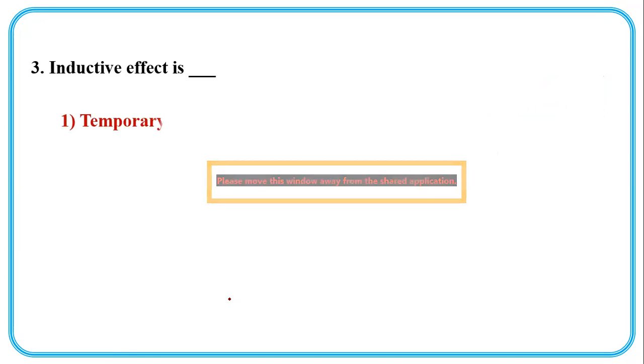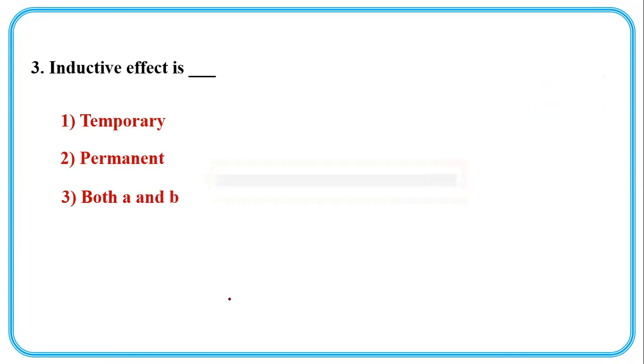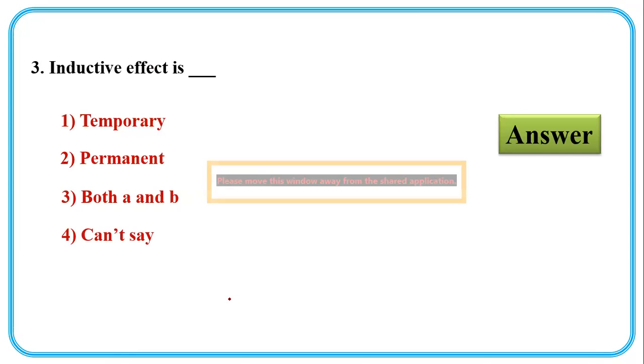Inductive effect is a temporary effect, permanent effect, both A and B, can't say. The correct answer is permanent, because the inductive effect is because of electronegativity difference, and the more electronegative atom or species is permanently bonded to another atom.